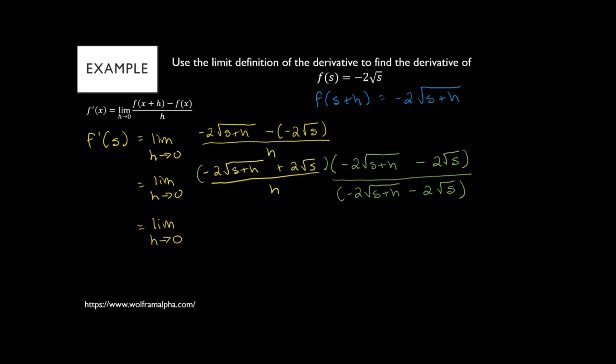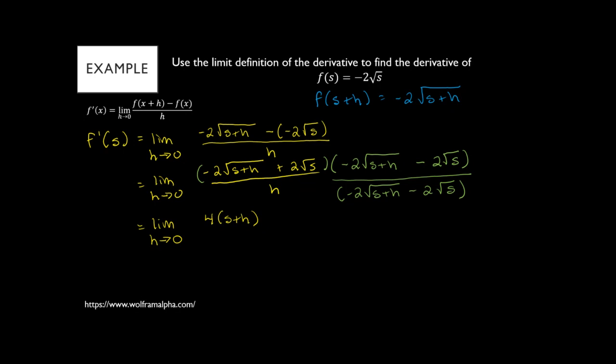Okay, so I'm rationalizing the numerator. I have to FOIL out this nasty thing on the top. So I have to multiply my -2 square root of s plus h times -2 square root of s plus h. That's going to give me 4, and then the square roots cancel and you're just left with s plus h.